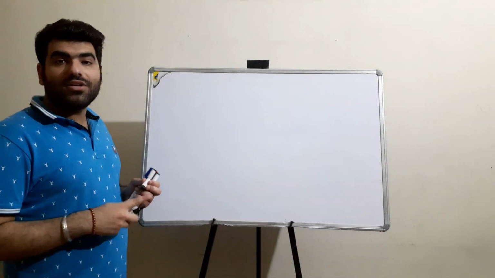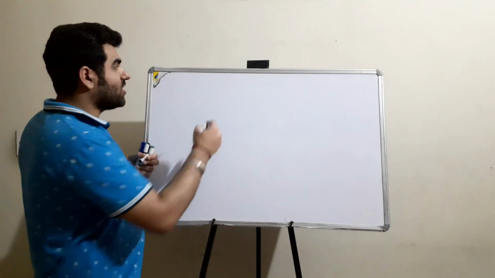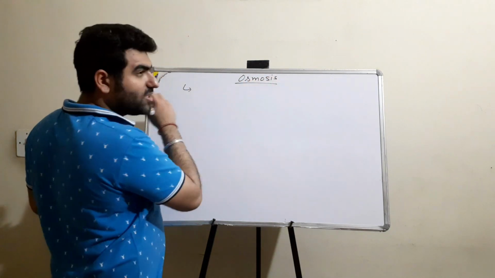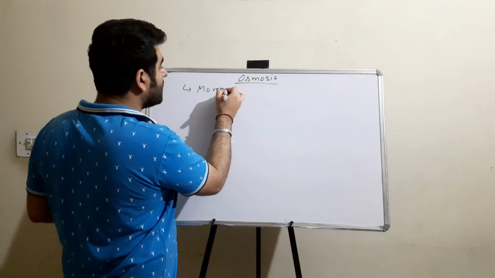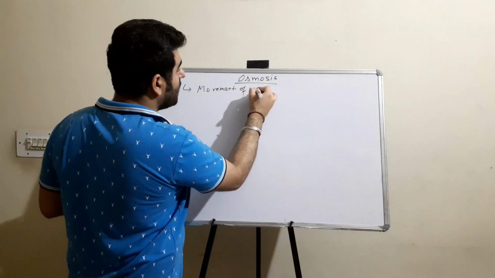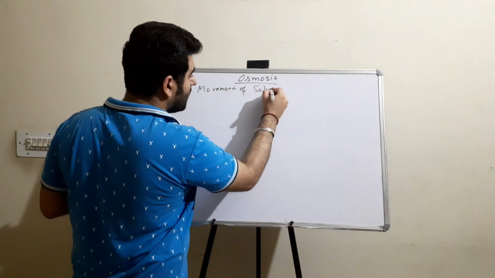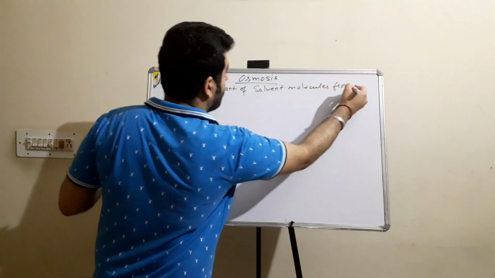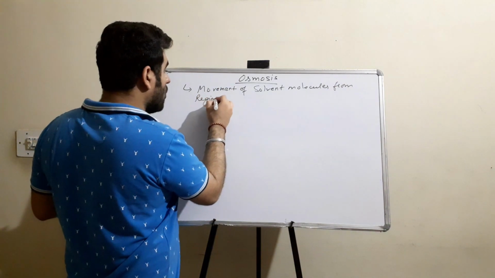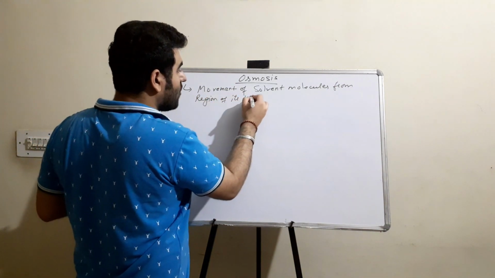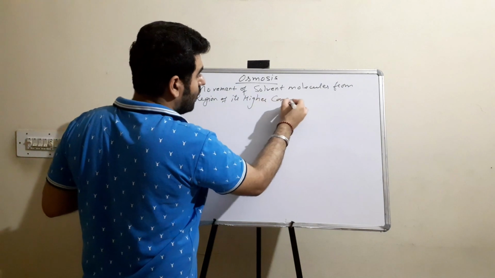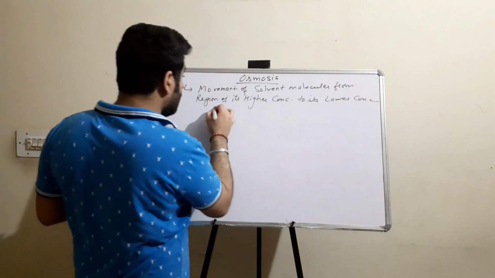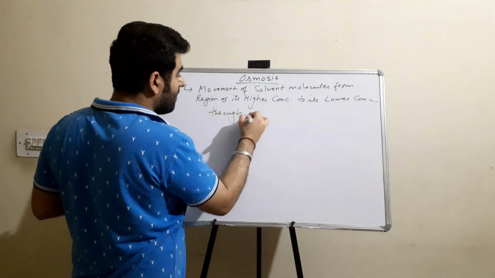Alright, so we are now going to start with the next process, osmosis. So what basically is this process osmosis? It is the movement of the solvent molecules from the region of its higher concentration to its lower concentration through a semi-permeable membrane.